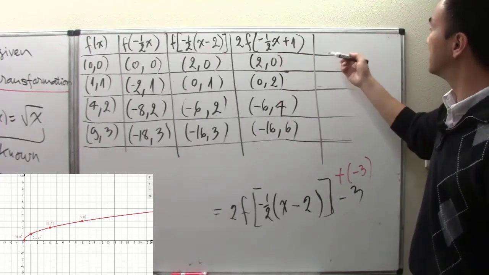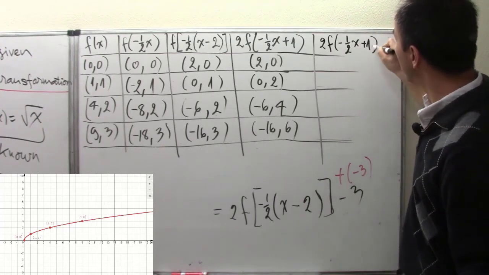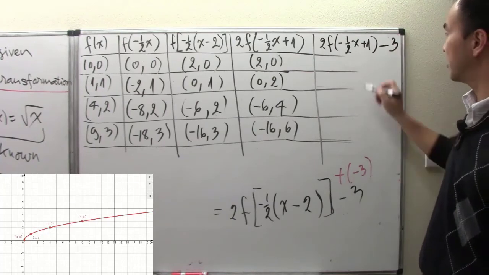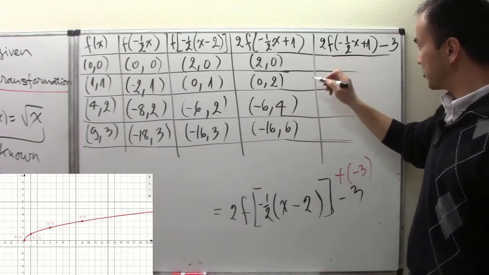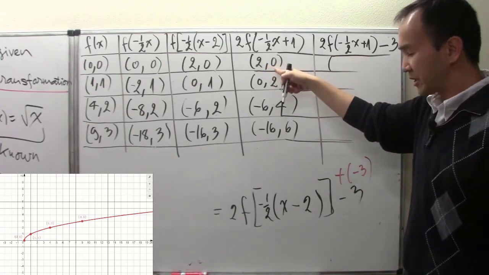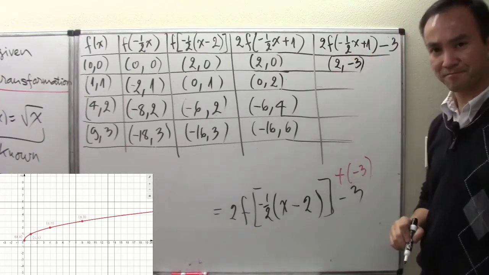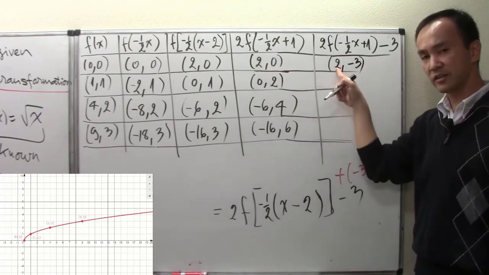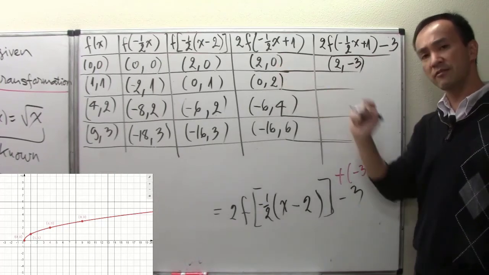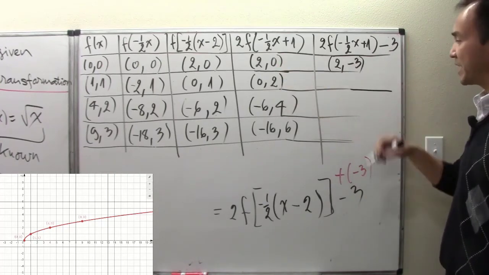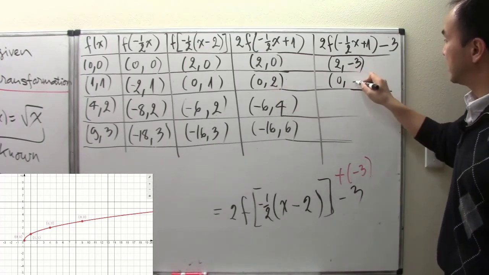All right, so now 2 times f of (-1/2 x + 1) in parentheses, minus 3. So this step right here, what we need to do, again, add negative 3 to every y value from the very preceding step. So now the first point at (2, 0) is transformed to (2, -3). The x value stayed the same. The y value came out -3 because -3 is added to 0. Okay, so now we are ready to pick up pace right here. That point at (0, 2) is now transformed to (0, -1).